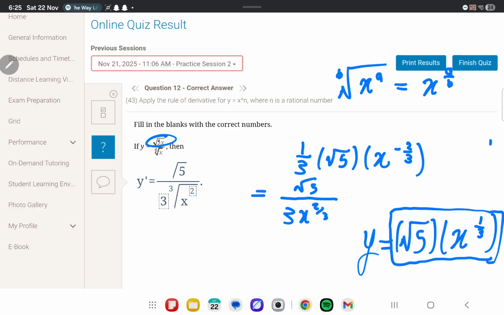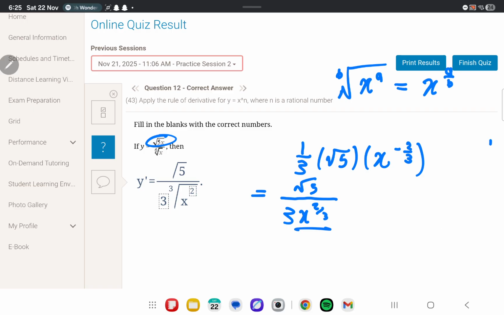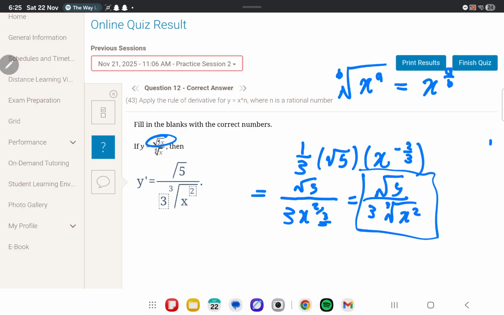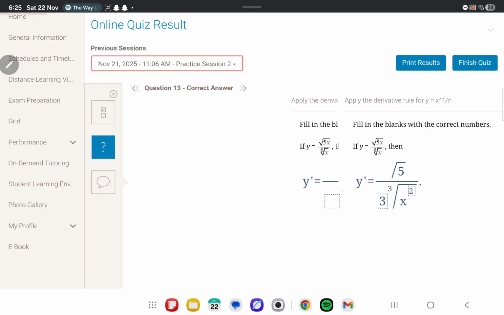Okay, now this is very close to the answer, but all we have to do is change it back from exponent form into radical form. So how do you do this? Keep radical 5 the same, keep 3 the same. Remember, x to the power of a over b is the same thing as the bth root of x to the power of a. So 3 is our index, that's what we call the index, outside. And inside it's going to be x squared, and this is your answer: radical 5 over 3 times the cube root of x squared. Done. Question 13.